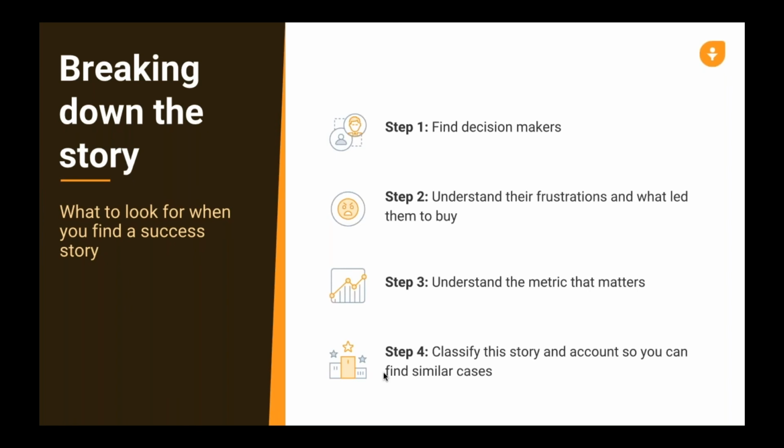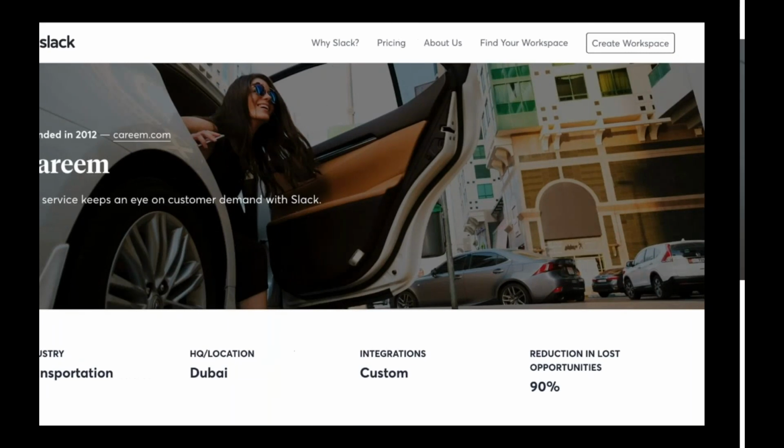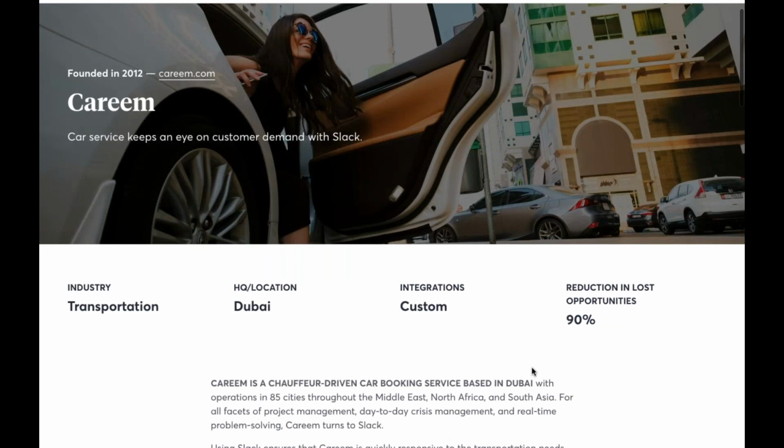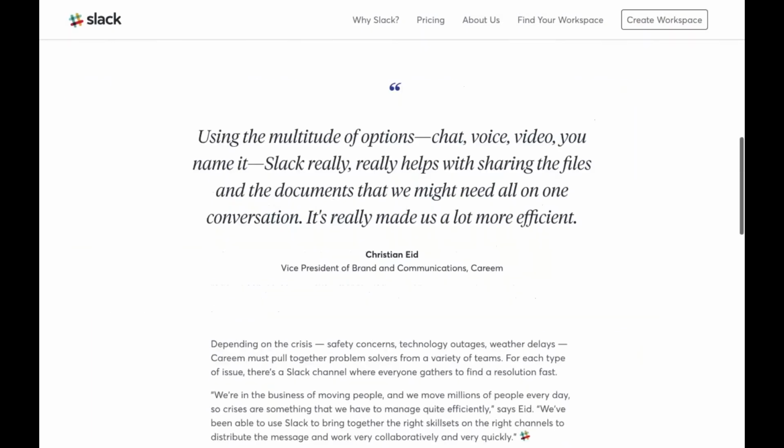I'm going to quickly run through a small case study here. For example, if you were building a messaging platform, and I'm sure you've all heard of Slack, the first thing I would do, if I was a small startup, is go over to Slack and see who the real customers of Slack are. And remember, breaking down that story involves, first, finding the decision maker over here, the VP of Brand and Communications, finding the problem, which is very well stated over here, and then talking about a metric that matters, which is right over here.